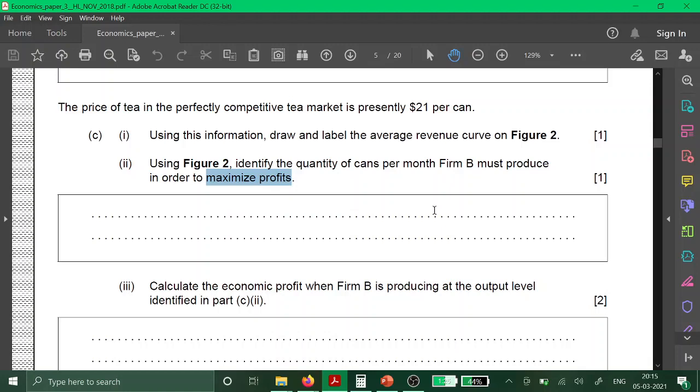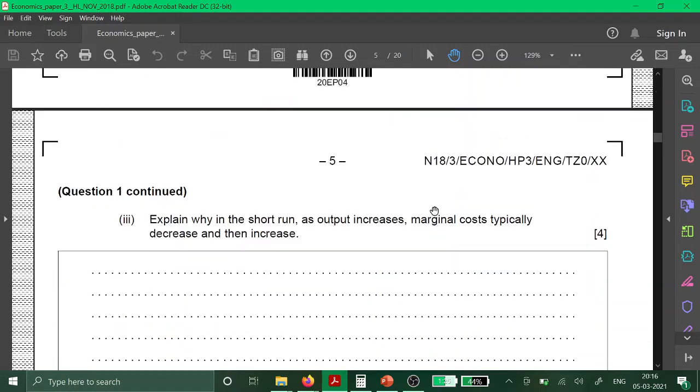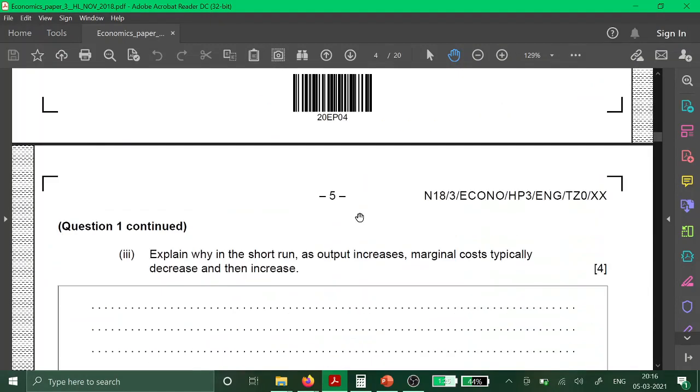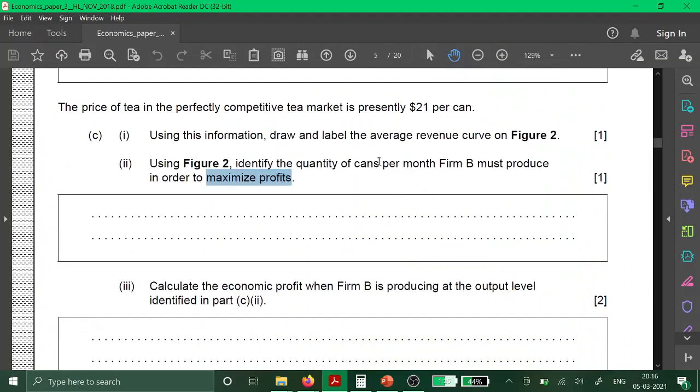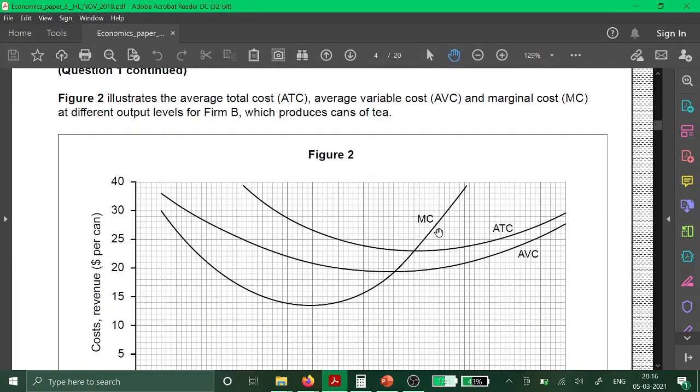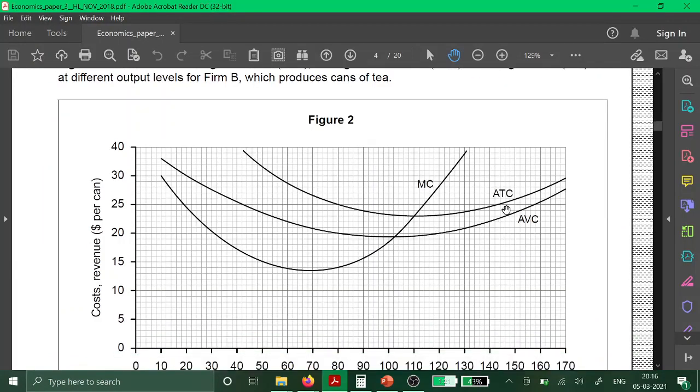MC is given. How much is the MC? It's the curve in figure 2. MC is not given. We haven't been given the MR, I guess. Ma'am, but in figure 2 they gave the MC curve. Where did they give it? Tell me. In figure 2. Yeah, scroll up. So MC is given, but MR is not given.